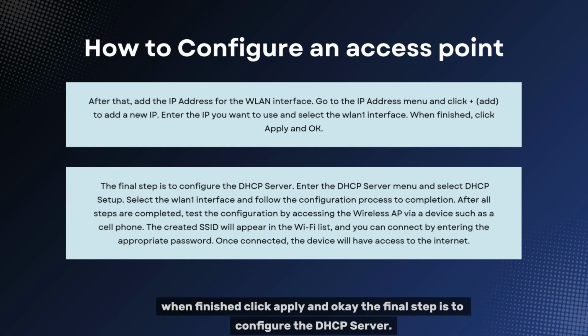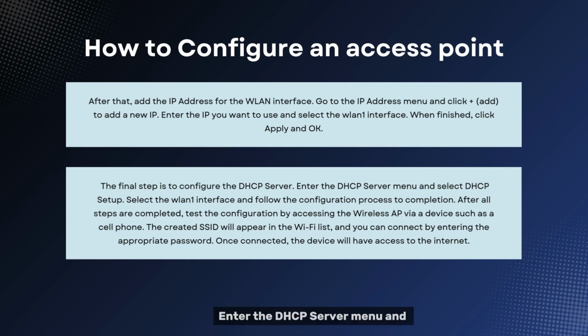The final step is to configure the DHCP server. Enter the DHCP server menu and select DHCP setup. Select the WLAN 1 interface and follow the configuration process to completion. After all steps are completed, test the configuration by accessing the wireless AP via a device such as a cell phone. The created SSID will appear in the Wi-Fi list, and you can connect by entering the appropriate password. Once connected, the device will have access to the internet.